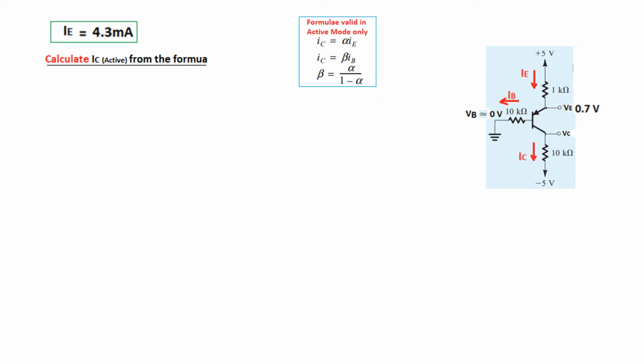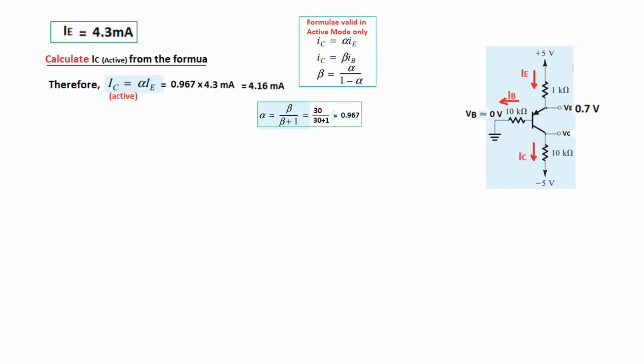We'll calculate IC in two ways. First of all, calculate IC in the active mode, and this we will calculate from the formula, because these formulas that we had learned earlier are valid only in active mode. So using this formula, we can find IC. IC is alpha times IE, where alpha we can calculate from this formula by putting in the value of beta. So IC in active mode is 4.16 milliampere.